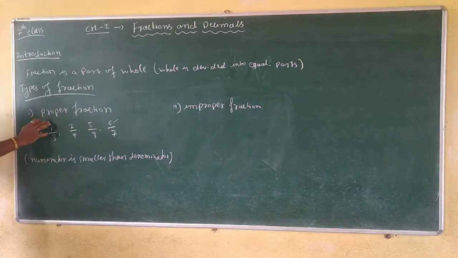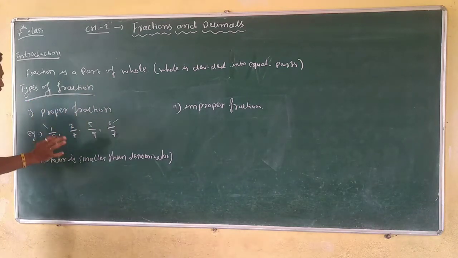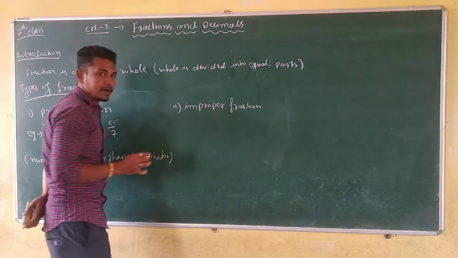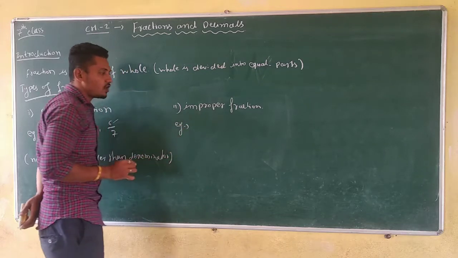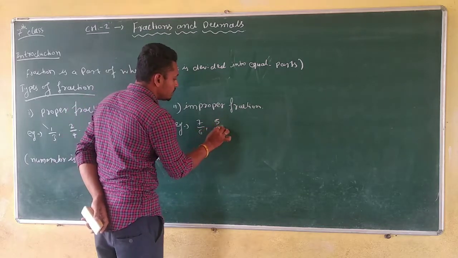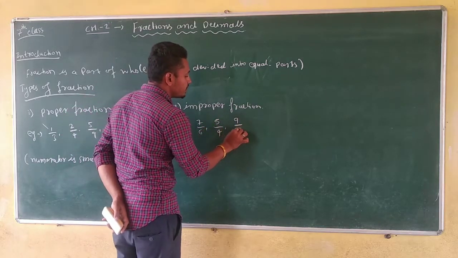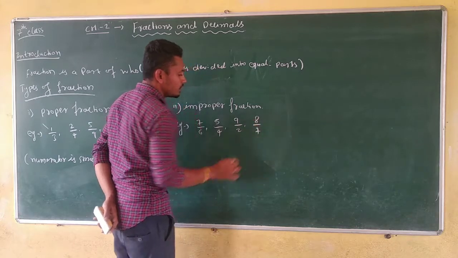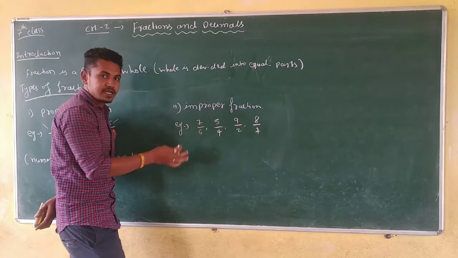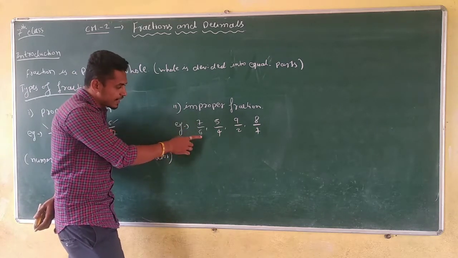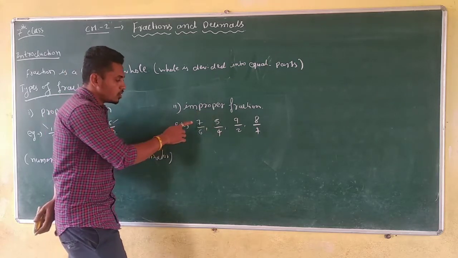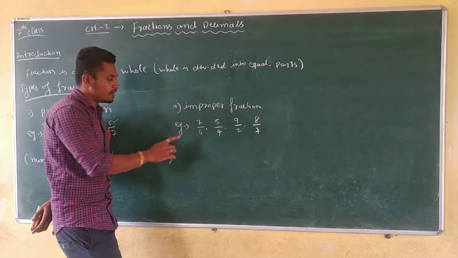In a proper fraction, the numerator is always smaller than the denominator. But in the case of an improper fraction, I will give some examples: 7 divided by 6, 5 divided by 4, 9 divided by 2, 8 divided by 7. Now see here, 7 is the numerator and 6 is the denominator, so the numerator is greater than the denominator. In an improper fraction, the numerator is greater than the denominator.